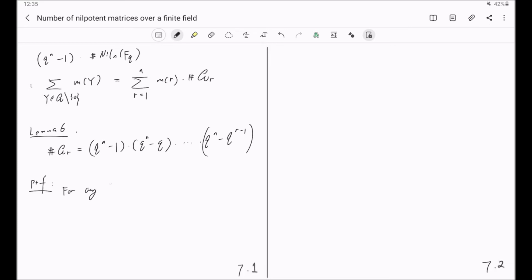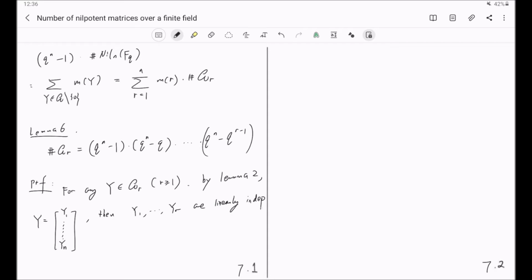For any y in A sub r, where r is equal to 1, by lemma 2, we know that if y is written as the block matrix consistent with row vectors as blocks, then y1 through yr are linearly independent over Fq, and the last n minus r rows, namely y sub r plus 1 through y sub n, are equal to 0.